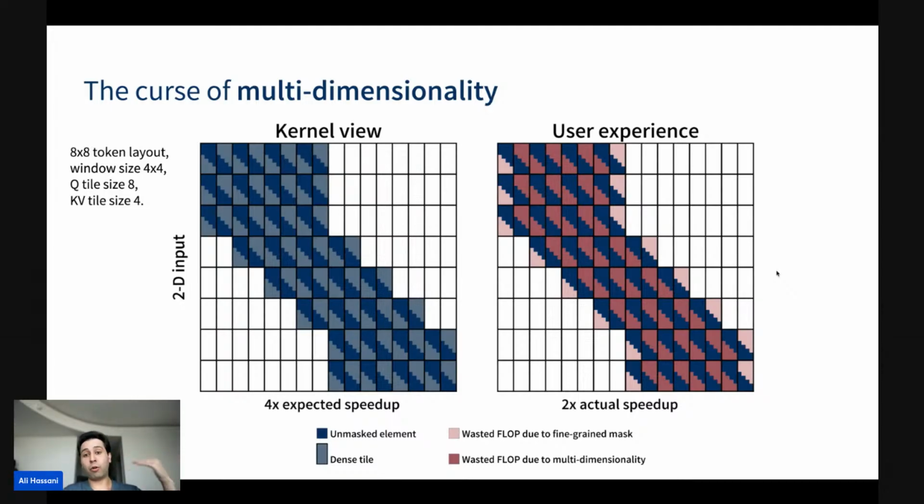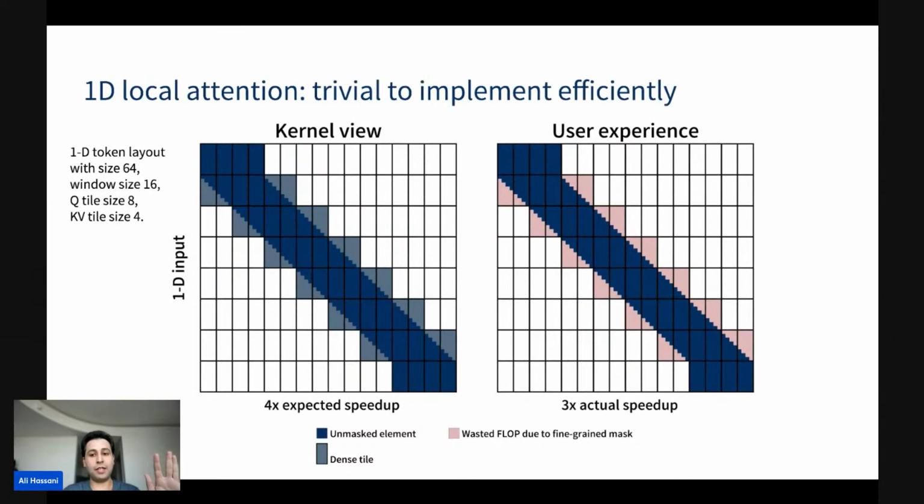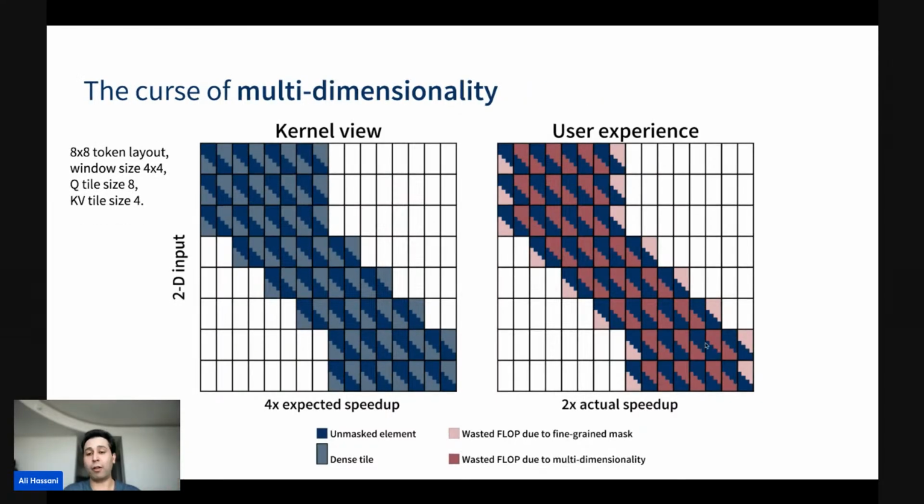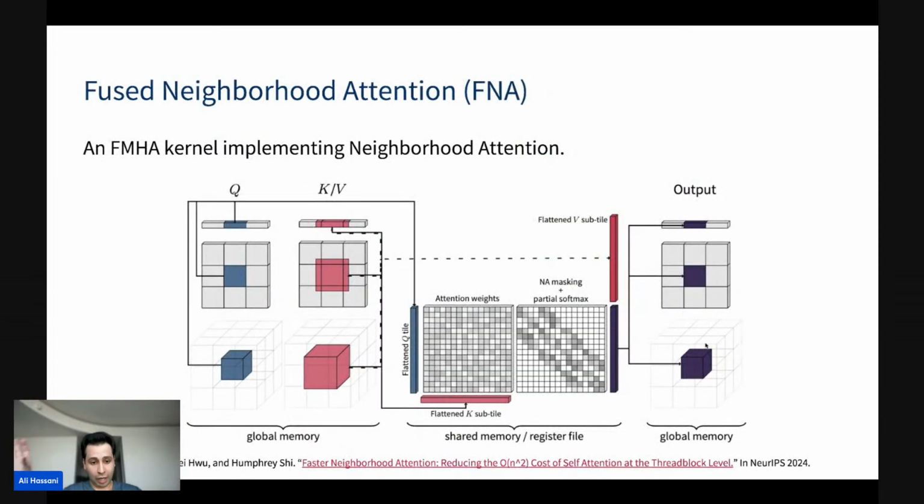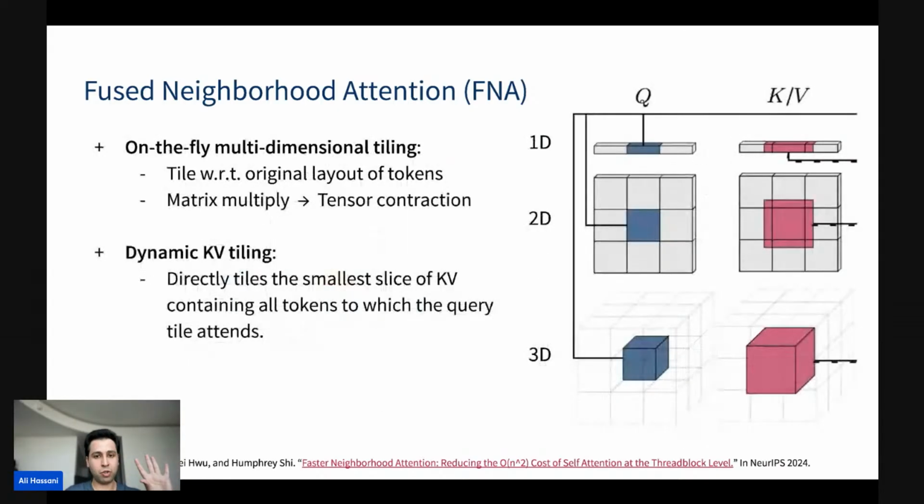So this can actually hurt your user experience a lot. And again, the best way to understand why is just flipping between these two examples. Over here, you can see that we're visiting many, many more tiles, and this is what limits your speedup. So that was the whole point of the Faster Neighborhood Attention paper, where we introduced the FNA methodology, or fused neighborhood attention. And it's again an FMHA kernel. We took the Xformers FMHA kernel and made some changes.